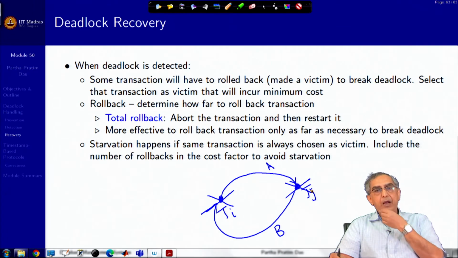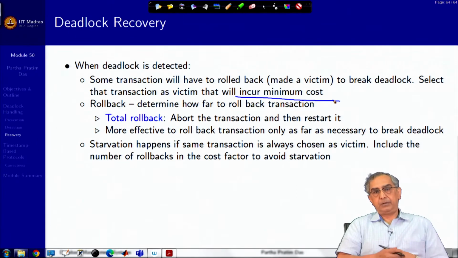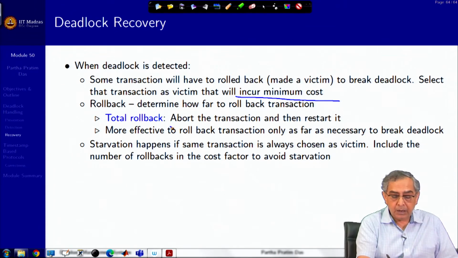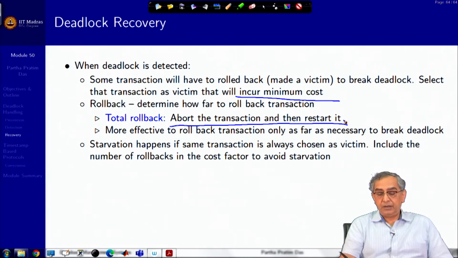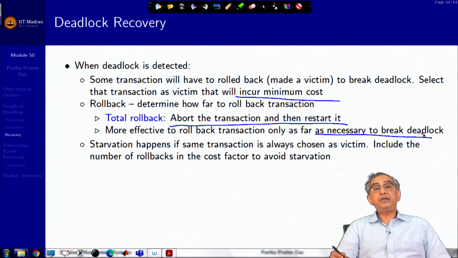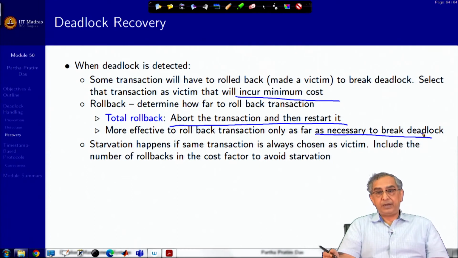So, one way to say that in principle what you want to say is that you should look for minimum cost, right. So, one is also to determine how far to roll back. So, it could be a total rollback, or you could roll back the transaction only as far as necessary to break the deadlock. How far is necessary? Is to release the lock for which the other transaction is waiting, right.